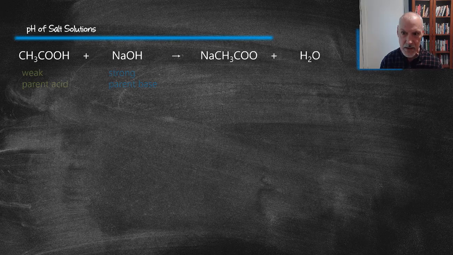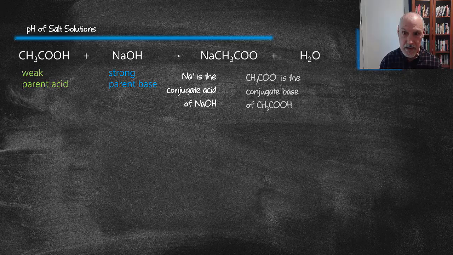In my next example, I'm going to have a weak parent acid reacting with a strong base. Let's trace back where they come from. Na+ comes from our strong base and hence is a conjugate acid. Ethanoate is the conjugate base of ethanoic acid. Na+ is going to constitute a very weak acid because it comes from a very strong parent. The ethanoate ion, on the other hand, comes from a weak acid and hence constitutes a weak base. That means that it's able to react with water, in this case, to produce hydroxide ions. So we have a basic salt.